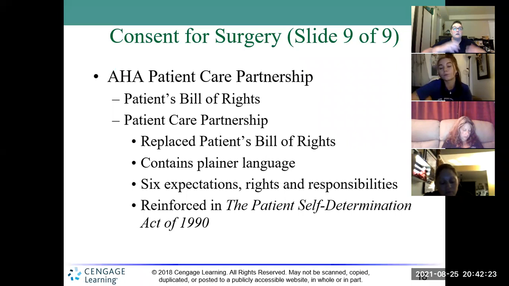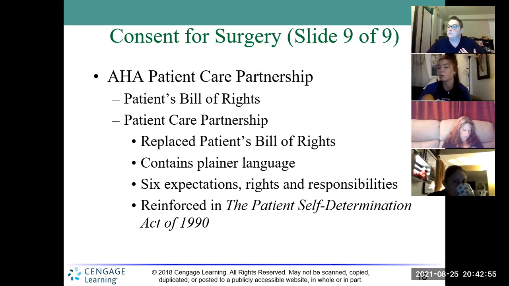And then the AHA Patient Care Partnership. This came into effect when, what year was this? 72. This was about the patients' Bill of Rights. It allowed patients to have rights and responsibilities. Before this, it was more of, I'm your doctor, you need to do what I say. No, you can't have your medical records, all of that. Now it's really backed up.